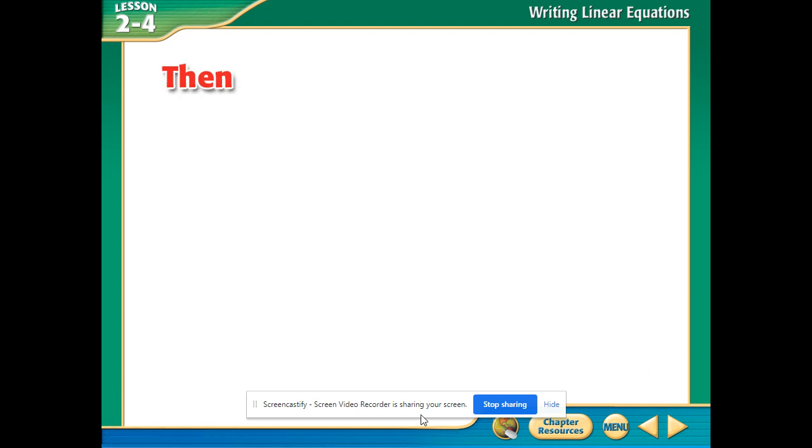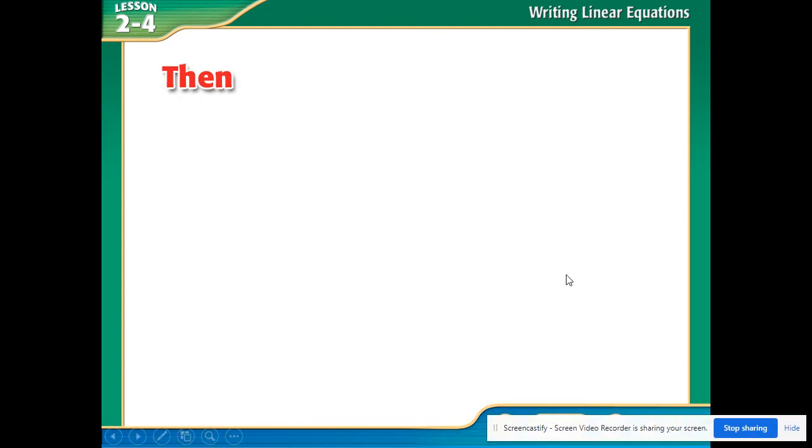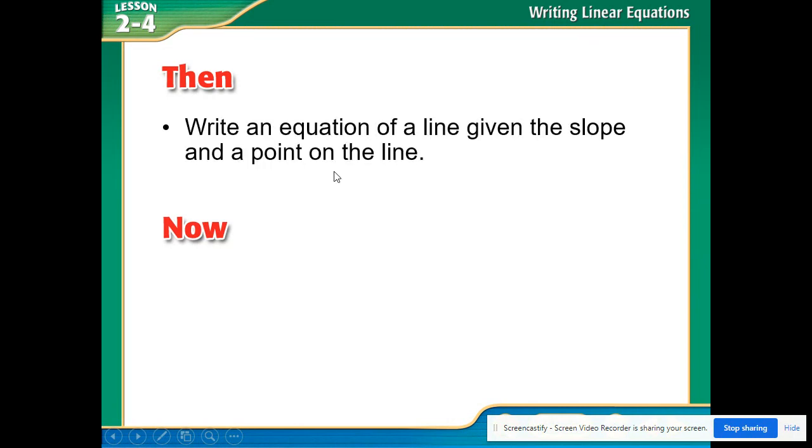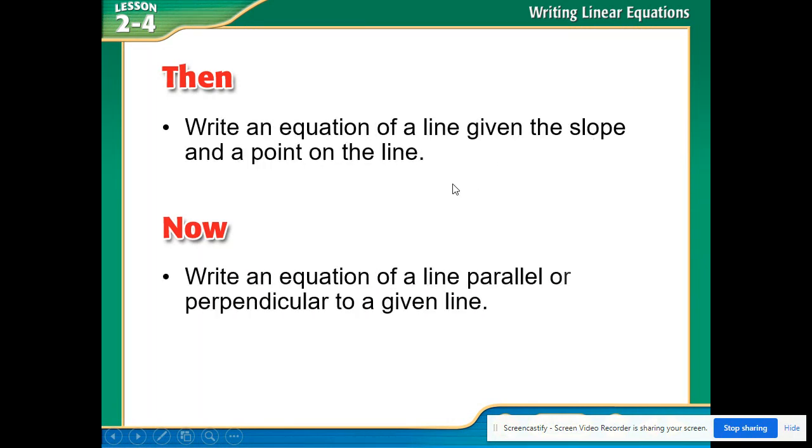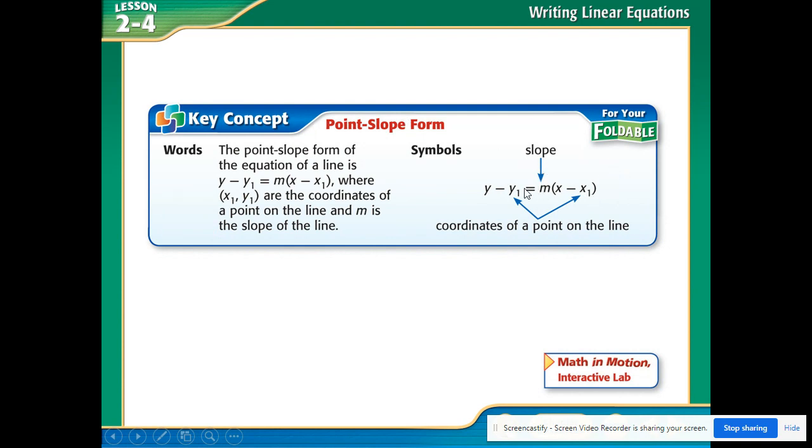All right, today we're going to do some more writing equations. Now, we've written an equation of a line with a slope and a point, but now we're going to do one that are parallel and perpendicular. Now, this is our point-slope form. We're still going to go ahead and use them.